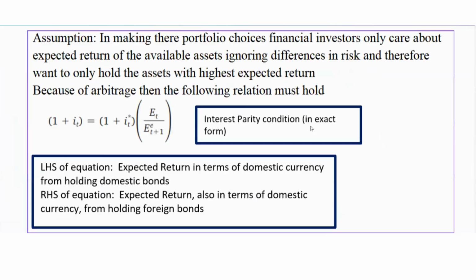So now we're going to make an assumption that in making the portfolio choices, financial investors only care about expected return and they ignore differences in risk. So because of arbitrage, the following relation must hold: that the expected return in terms of domestic currency from holding domestic bonds, given by the left-hand side, is equal to the expected return also in terms of domestic currency from holding foreign bonds. So this is the interest parity condition in exact form. Like we said, this is the expected return for $1 invested in US bonds in dollars, and this is the expected return from $1 invested in foreign bond also in dollars. And because of arbitrage, they have to be equal.